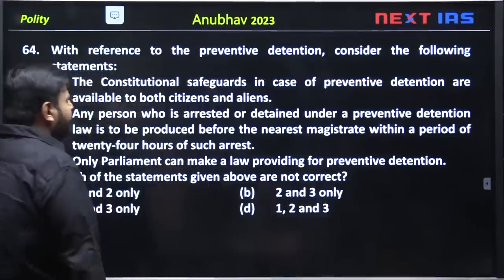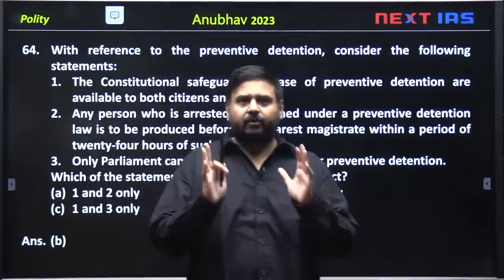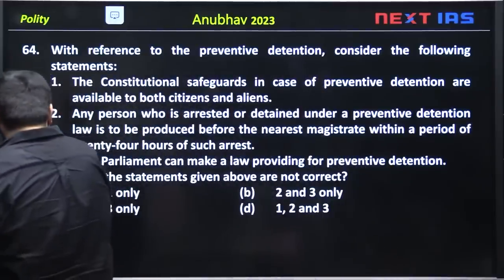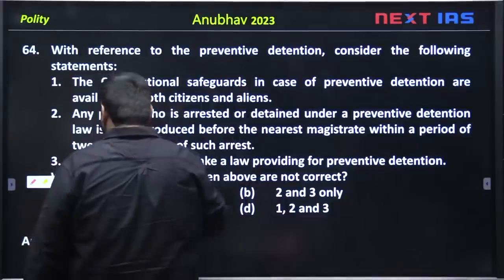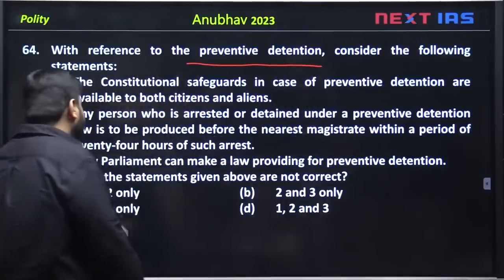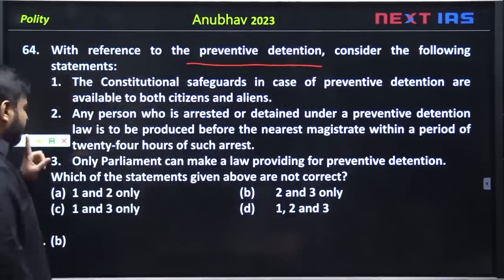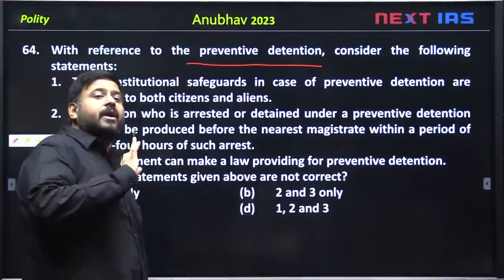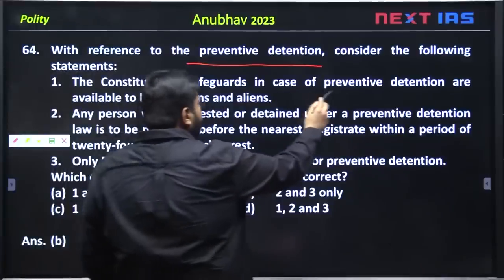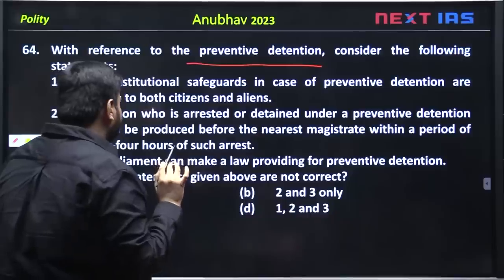With reference to preventive detention, it means they are talking about Article 22 of the Constitution. So with reference to preventive detention, consider the following statements. Before we have completely read the question, do not try to find the answers. The Constitution safeguards in case of preventive detention are available to both citizens and aliens.